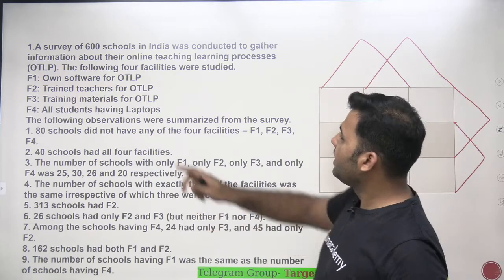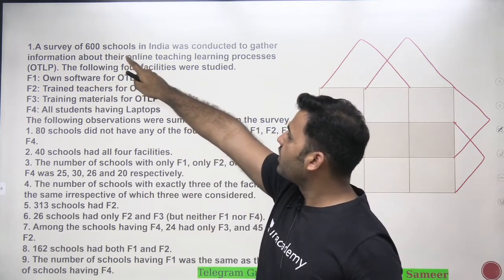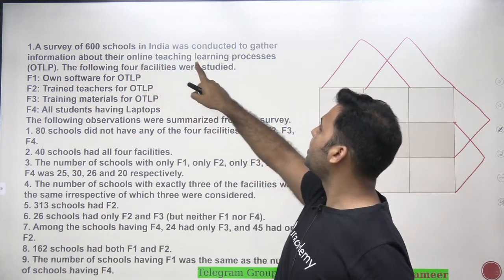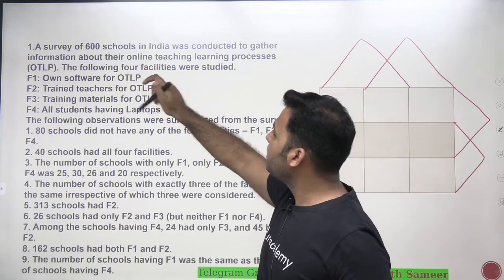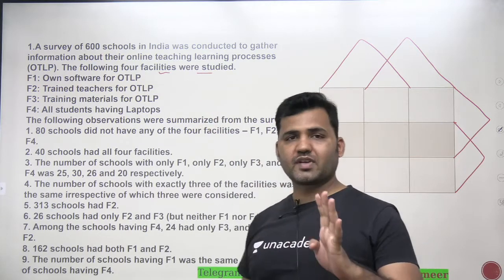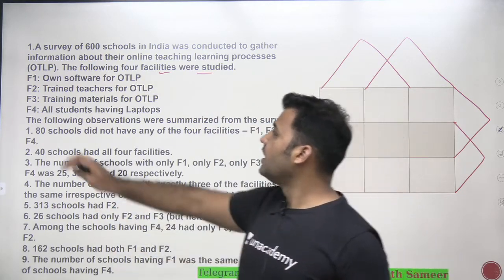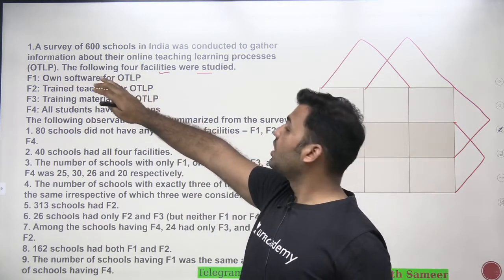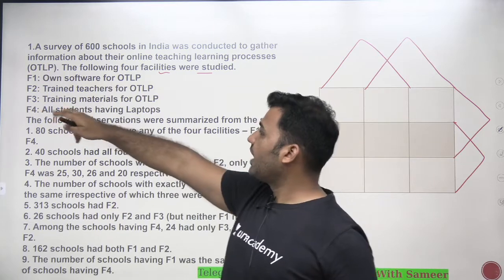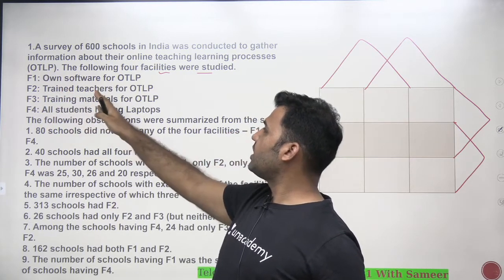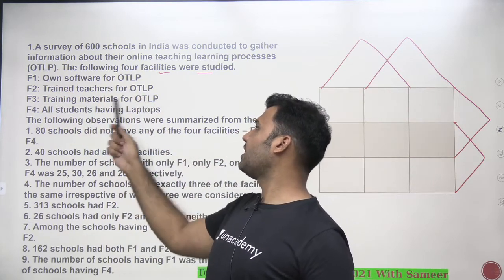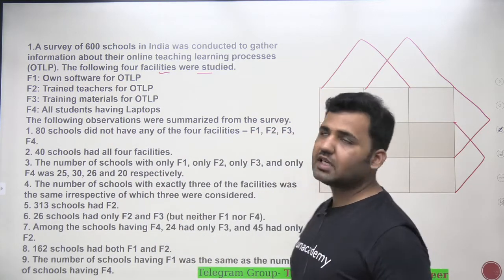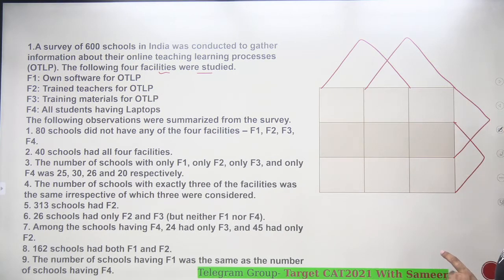For example, here, a survey of 600 schools in India was conducted to gather information about their online teaching learning process. The following 4 facilities were studied. So 4 facilities, so define 4 facilities. F1 is software for OTLP. That means these are those schools who have the facility of F1. F2, facility of trained teachers for OTLP. F3 is training material for OTLP. F4 is all students having laptop. So 4 facilities we are talking about here. So define the 4 sets here.